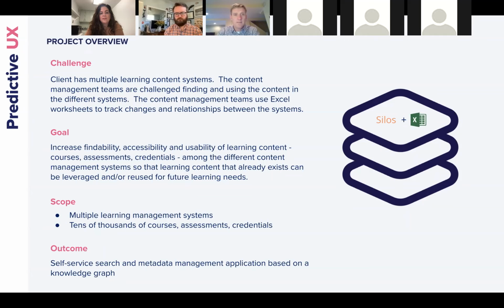So the challenge here was that with these multiple systems and this group that's managing them, it became a challenge to manage the different courses within these systems, also to relate them to each other, to create pathways for learning. It all became a really intensive effort. And so what happened for this retailer was that they had these silos of learning content management systems with data that wasn't interacting with each other. So they started to create Excel spreadsheets to relate them and put them together. And so that was the situation which they were in.